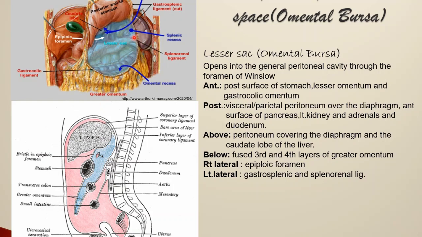The pancreas is there. So you got the parietal peritoneum of the diaphragm. See, this is the posterior wall over the diaphragm. Anterior surface of the pancreas, that's the pancreas. The left kidney, that's the kidney. Adrenals and duodenum. See, all this is basically the part which is forming the posterior part. Above, the peritoneum covering the diaphragm and the caudate lobe. That's the caudate lobe and that's the diaphragm. So that is above. Below, the fused third and fourth layers of great omentum.